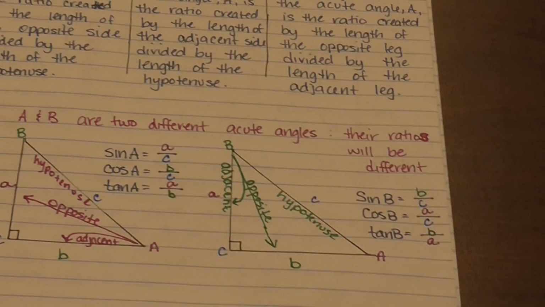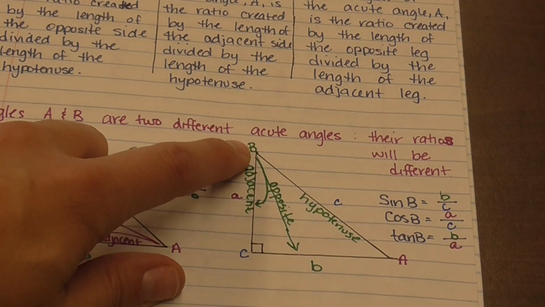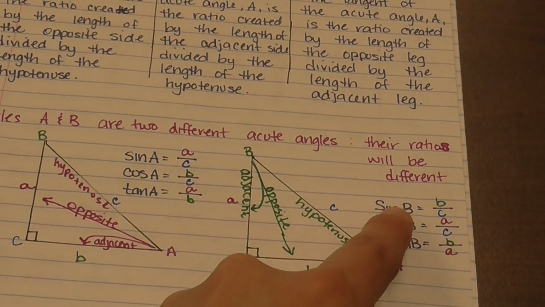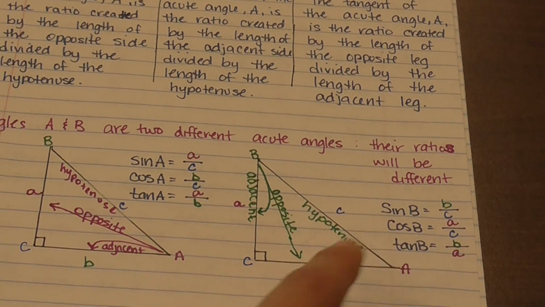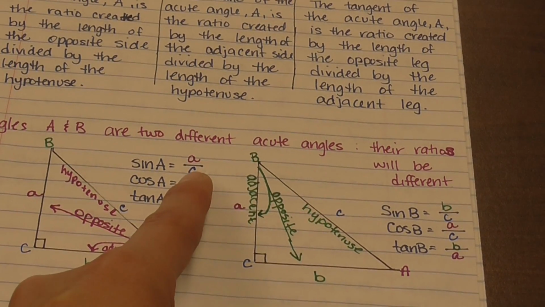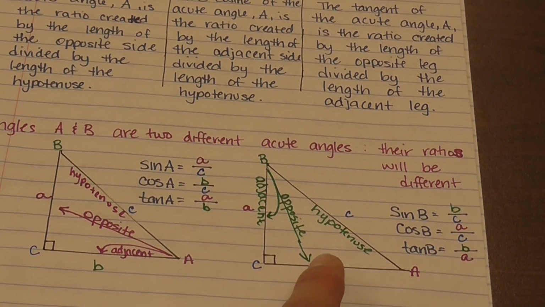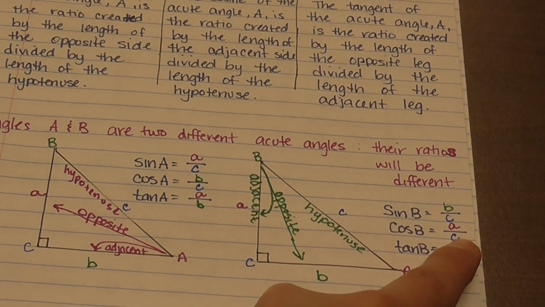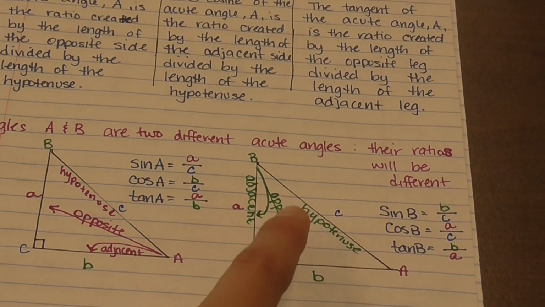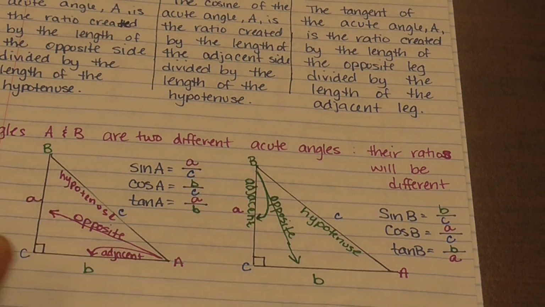If I were to do the same exact triangle, but going from the other acute angle, which is angle B, I would have something different. The sine of B is opposite over hypotenuse. So instead of a over c like you would have over here, it's b over c. The cosine of B is the adjacent over the hypotenuse, which is a over c. And the tangent of angle B is the opposite over the adjacent, which again they switch sides, so now it's b over a.